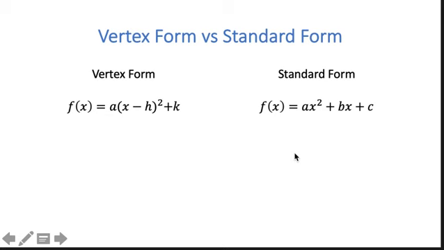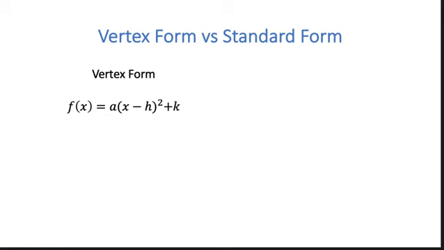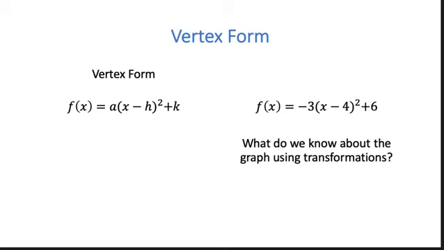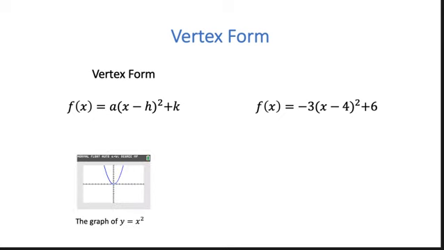The first one we're going to talk about is vertex form. Here's an example of an equation that is written in vertex form. What's cool about this is you should remember from previous screencasts that we can do a transformation. We should know what that parent function is. And you should know how this graph is different from the parent function. Think about that. Remember, the parent function is y equals x squared. So how is this graph different?